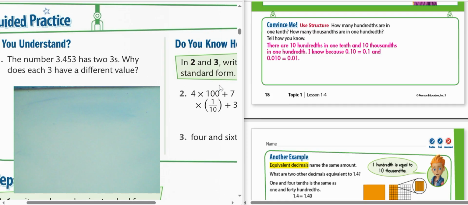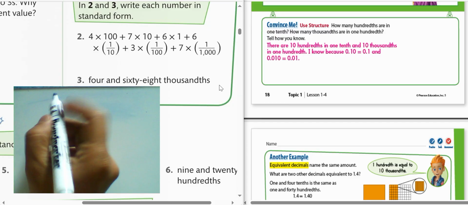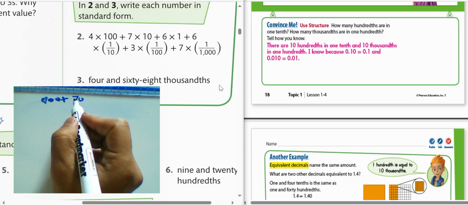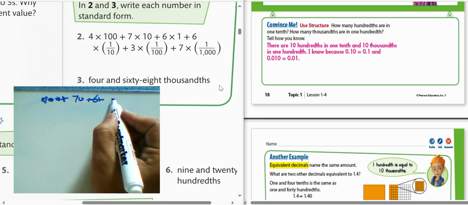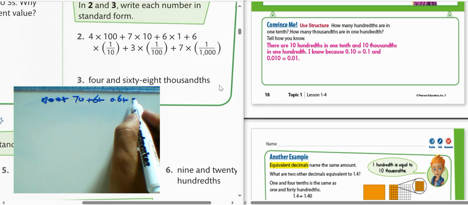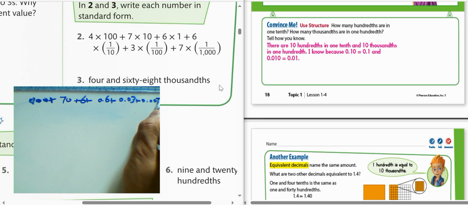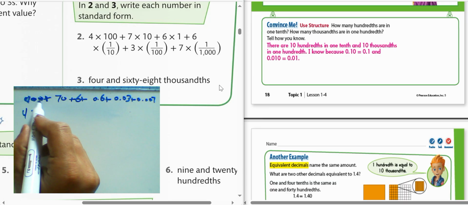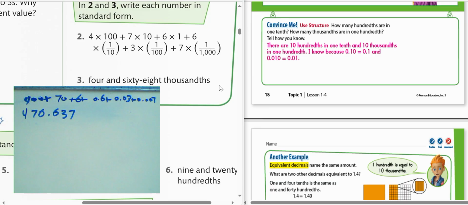Okay, question number 2. 4 times 100, it will be 400, plus 7 times 10, it will be 70, and 6 times 1 equals 6. 6 times 1 over 10, it will be 0.6, and 3 times 1 over 100 will be 0.03, and 7 times 1 over 1000, 0.007. Okay, then the result will be 476.637.